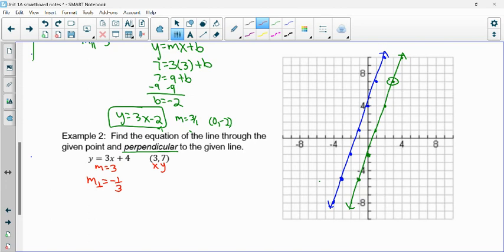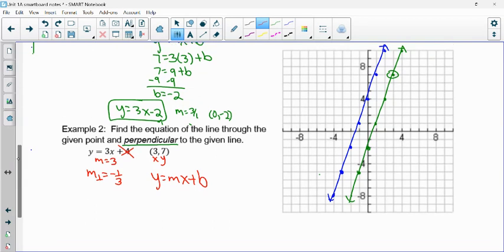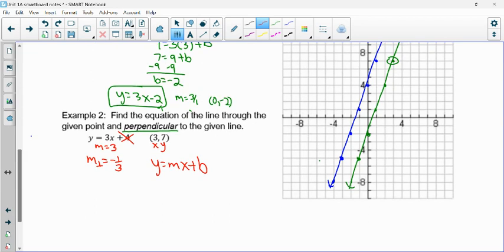And again, we're not using that y-intercept that was given to us. We're trying to figure out a new y-intercept. So we're going to write y equals mx plus b. We plug in what we know, and we solve for the new b. So our y is 7, our m is -1/3, our x is 3, and we have plus b.